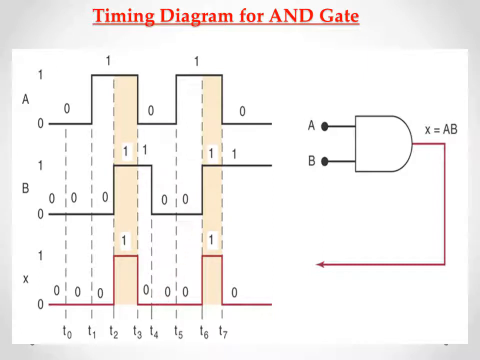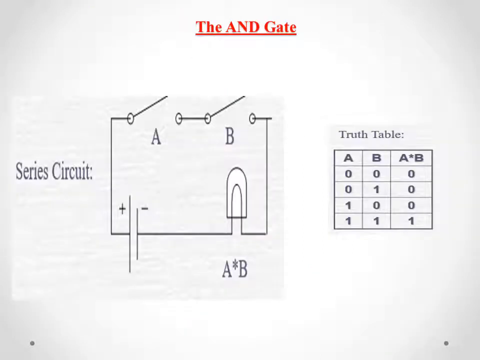Now T5 to T6 instant, input A is high and input B is low, so the output is low. Now T6 to T7, both the inputs are high, so the output is also high. This is the timing diagram representation for AND gate.